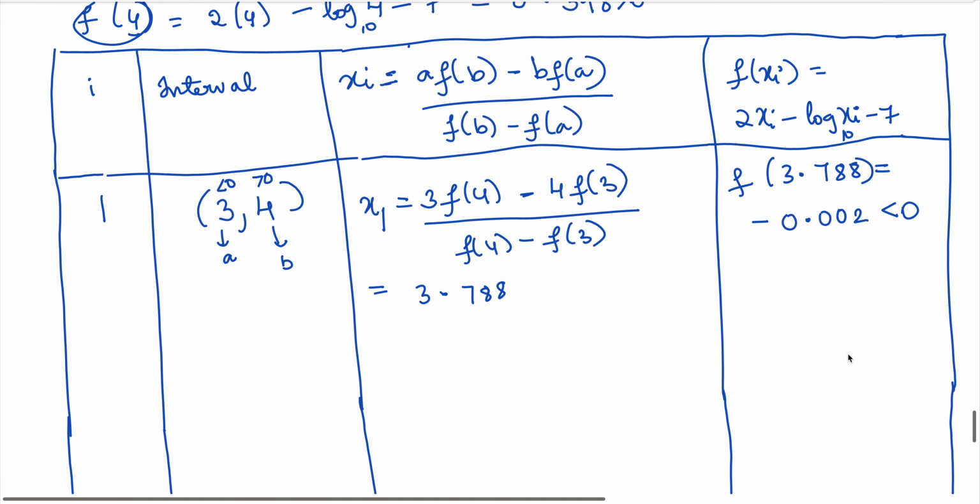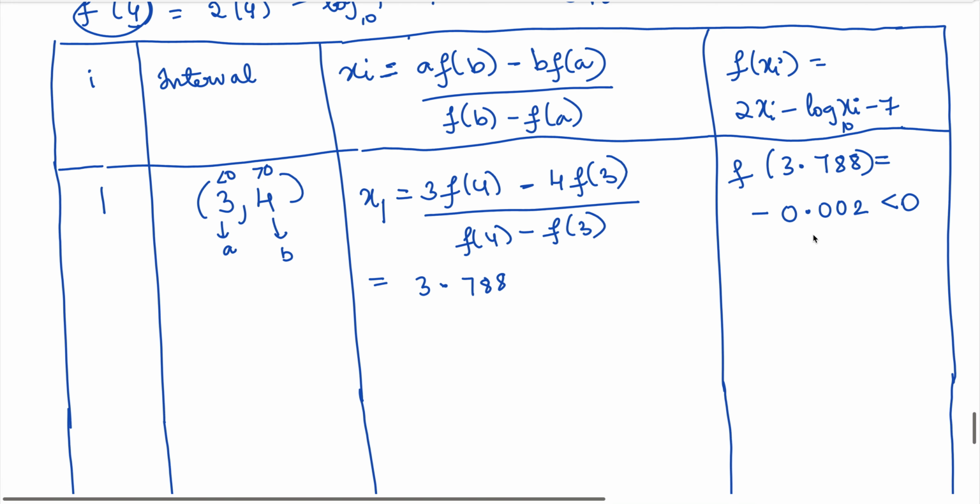So if we got our new x value and it is giving us less than 0, then in our previous interval, whatever was giving us less than 0, we will replace that with the new x value. In the previous interval, f of 3 was giving us less than 0.